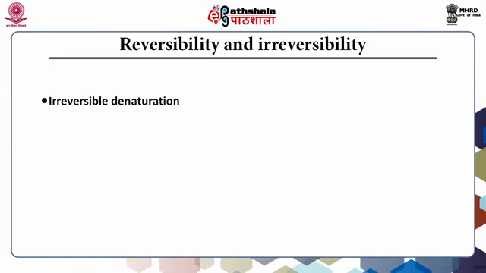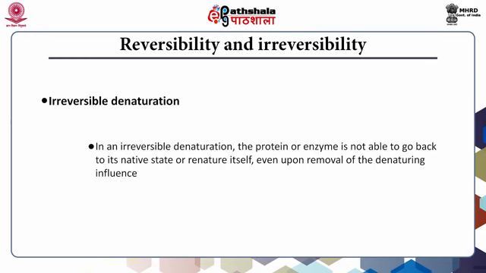What do we mean by irreversible denaturation? When we say that denaturation is irreversible, we mean that after denaturation, the protein or enzyme will not be able to go back to its native state or renature itself even upon the removal of the denaturing influence. For example, when egg albumin is heated, it denatures, resulting in the formation of a coagulated and opaque solid mass. This denaturation is irreversible and we cannot get back the starting transparent albumin protein even when the heat is removed.